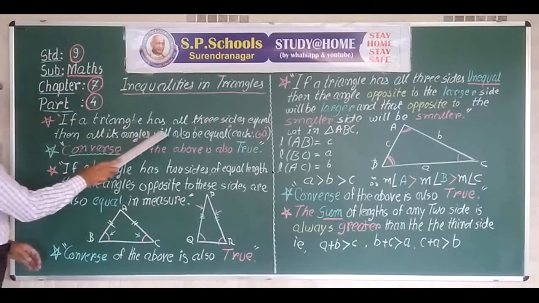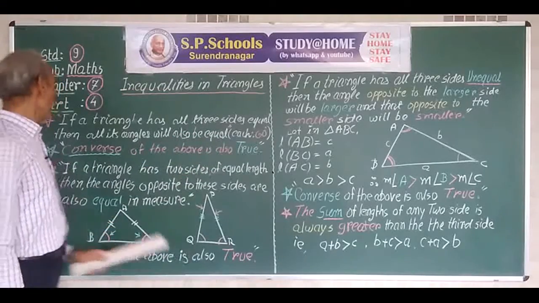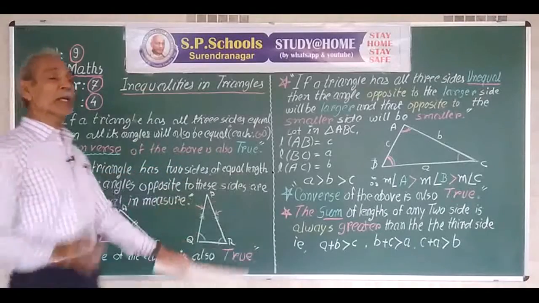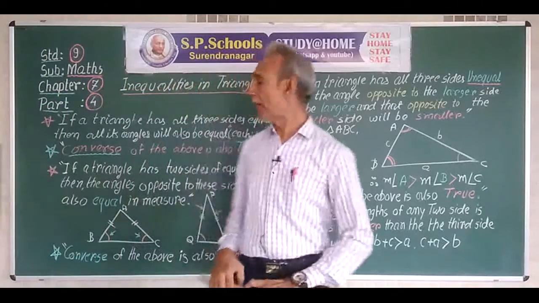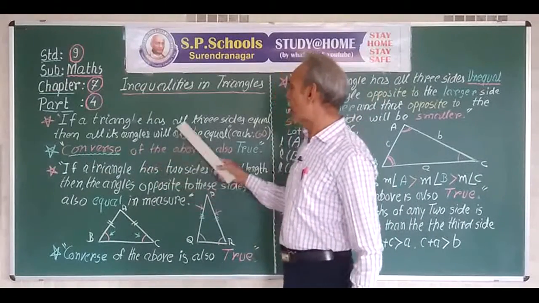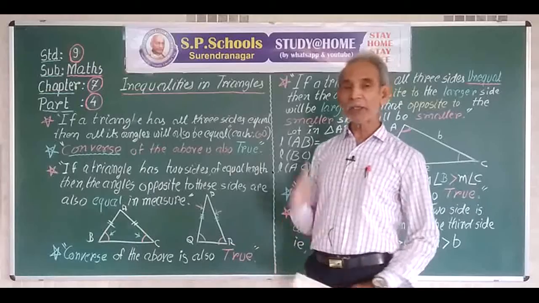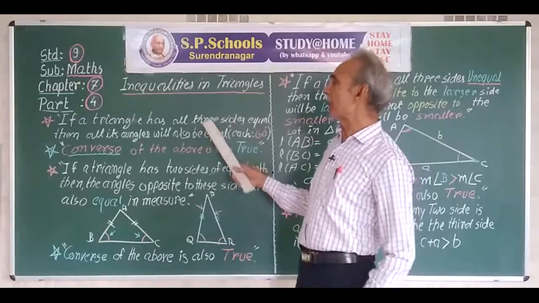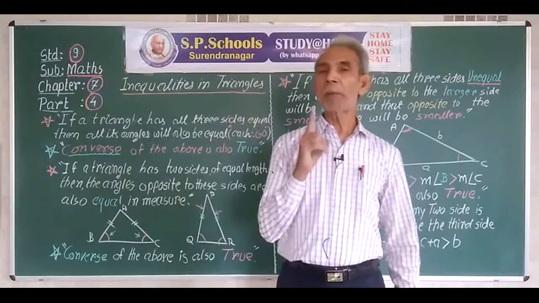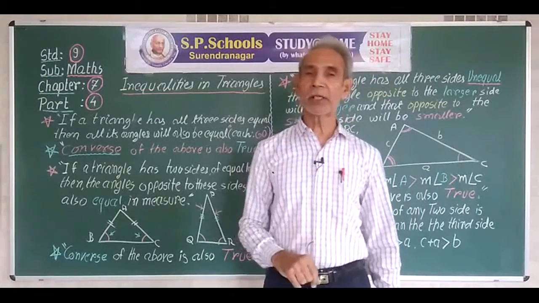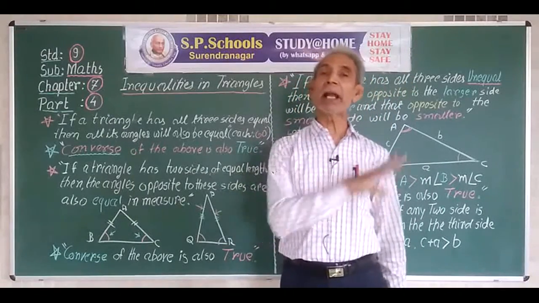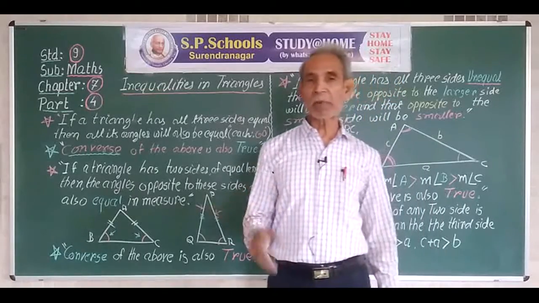If a triangle has all three sides equal in length, then all its angles will also be equal, and each one will be 60 degrees. This we have already learned. And the converse of the above statement is also true. What is the converse? If in a triangle all angles are each of 60 degrees, then all its sides will be equal in length, or all its sides will be equal, we can say.